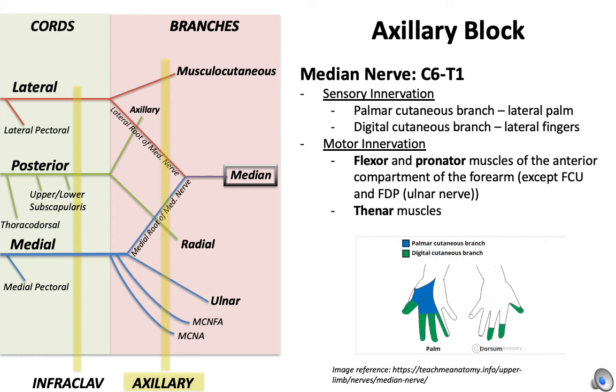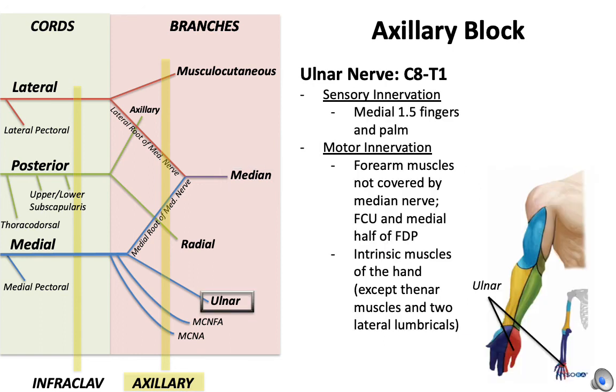innervation to the flexor and pronator muscles of the forearm, as well as the thenar muscles of the hand. The ulnar nerve, which receives fibers from only C8 and T1, provides sensory innervation to the medial 1.5 fingers and associated palmar areas. It supplies motor innervation to the forearm muscles that are not covered by the median nerve, as well as the majority of the intrinsic muscles of the hand.